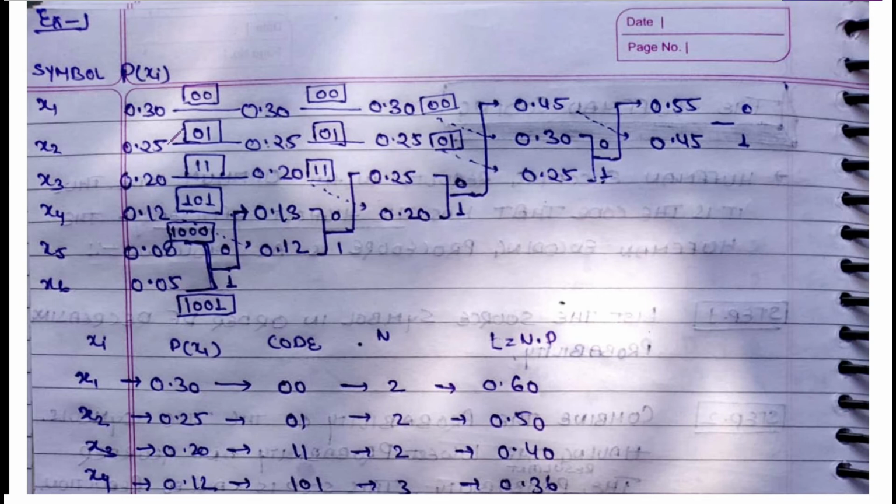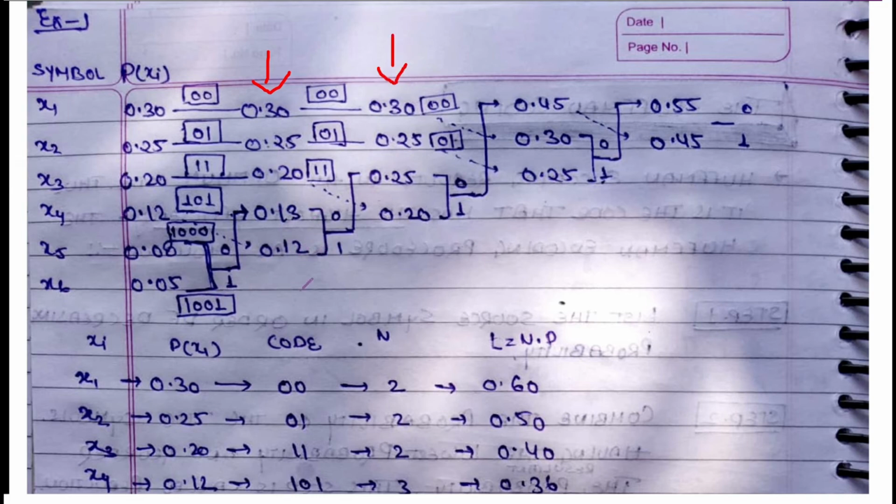So what values do I already have available: 0.3, 0.25, 0.20, 0.12 and now 0.13 which is the combination of these two values. So when I found the new column and rearranged all the values, I get this column 0.3, 0.25, 0.20, 0.13 which is from this 0.08 and 0.05, right? Again I'm going to repeat the same step.